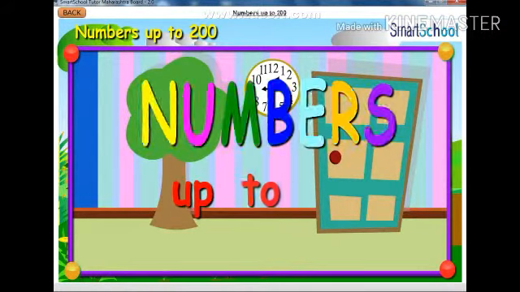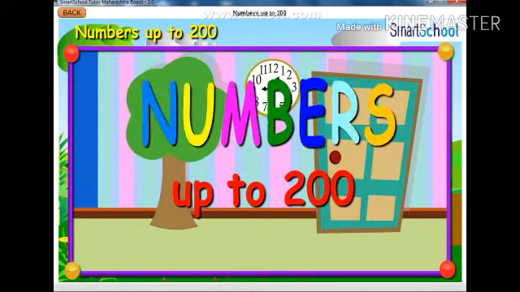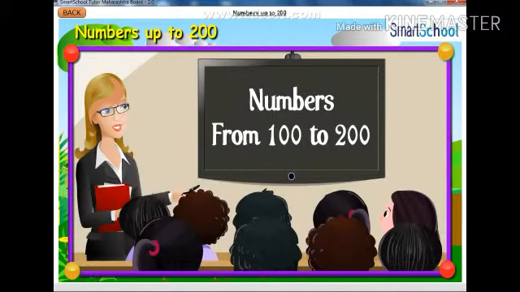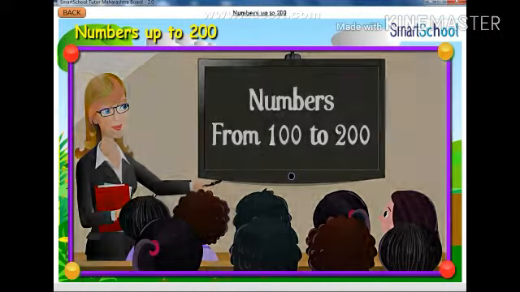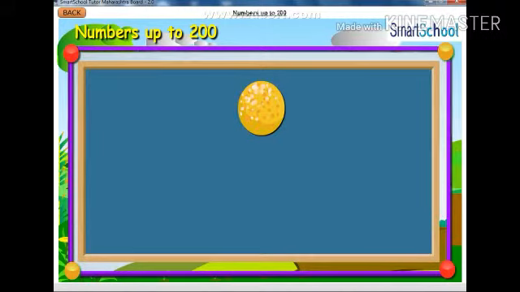Numbers up to 200. Children, in this module, let us study about the numbers from 100 to 200. Let us learn about these numbers using some tasty laddus. Before moving further, let us first learn these facts.